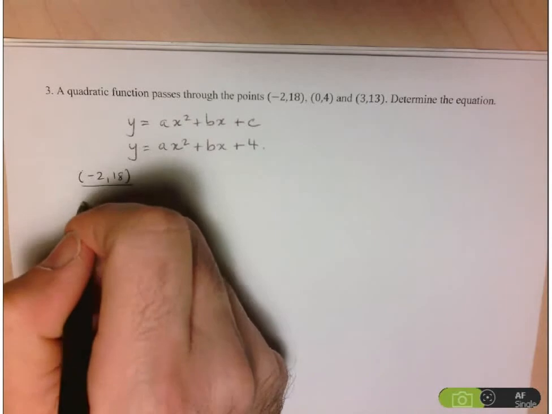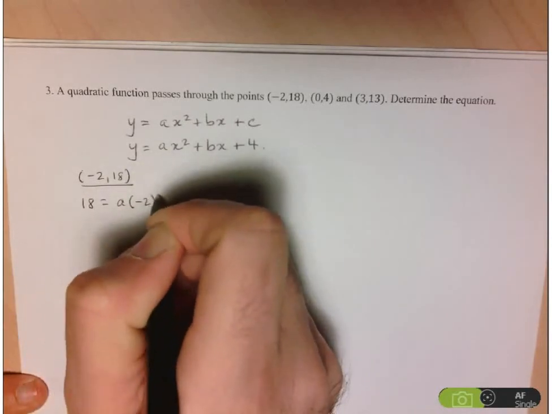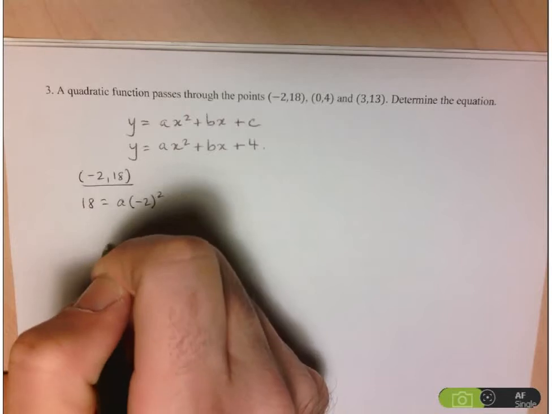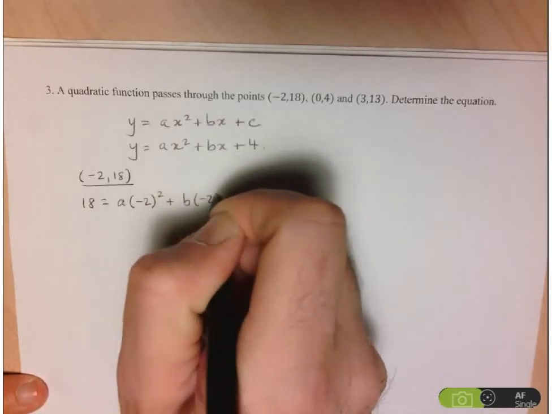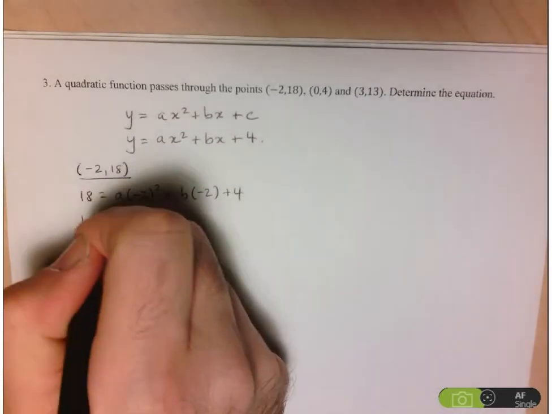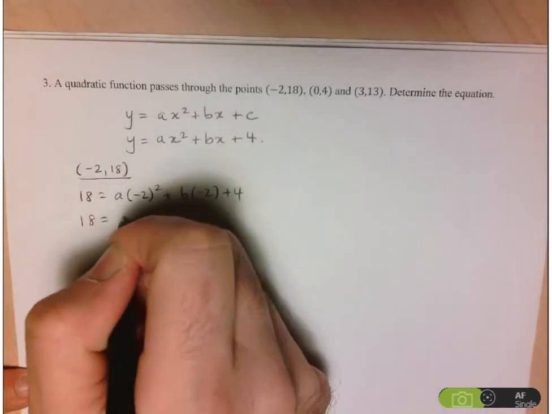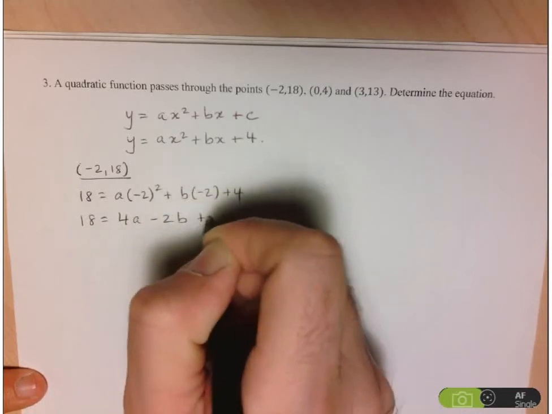So y is equal to 18. A times x is (-2) squared. Remember to put the brackets around the input. Plus b times (-2) plus 4. And let's simplify that. So 18 equals, this gives us positive 4a, minus 2b, plus 4.